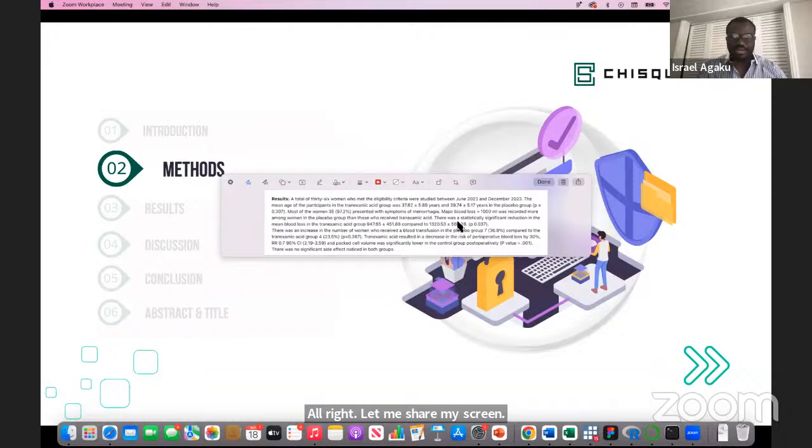All right, now let me share my screen once again. All right, can you see my screen clearly? This is rather small, but anyway, we'll have to make do. So here, this is what we're looking at. This is what we're saying.